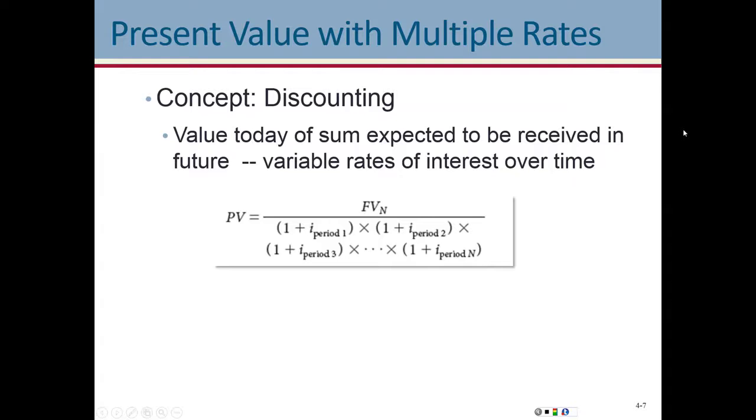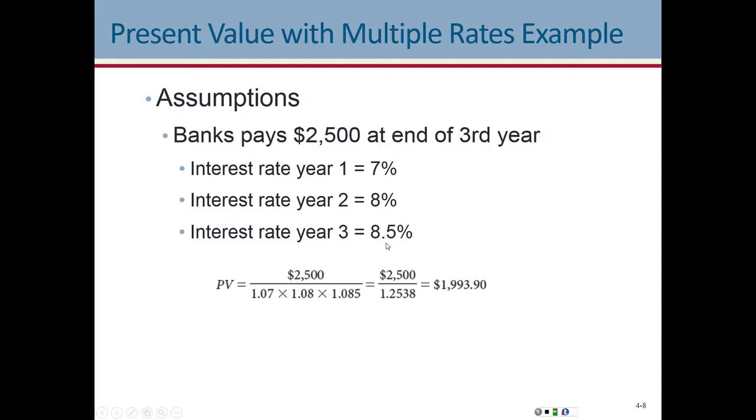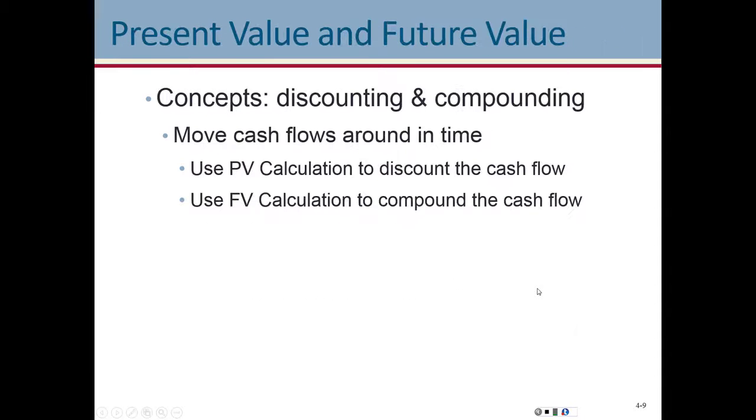So you can discount using different interest rates per period. You basically multiply times 1 plus the interest rate of every period, right? So yes, say you receive $2,500 in 3 years. You have 7%, 8%, 8.5% per year. You just multiply all of the rates in the denominator and make the calculation, right? It's pretty straightforward.